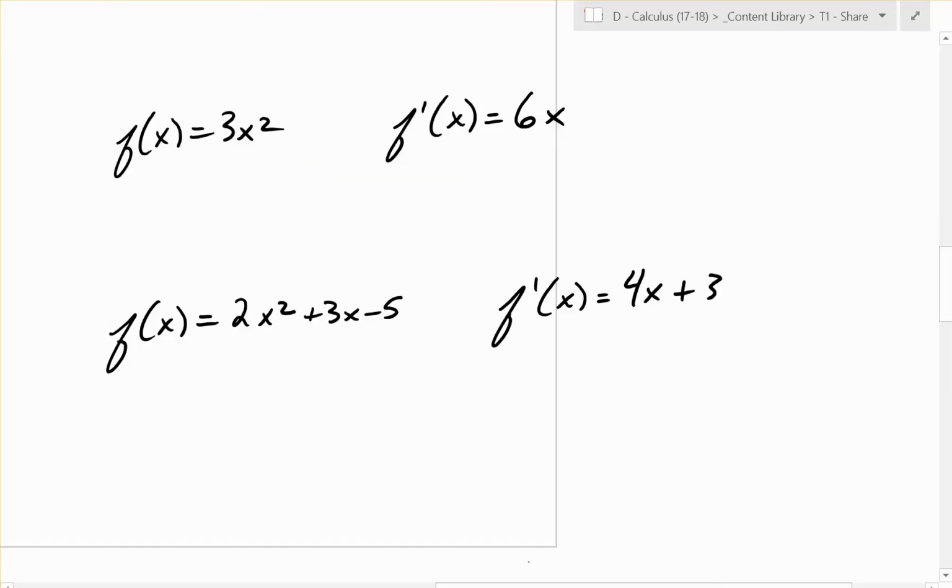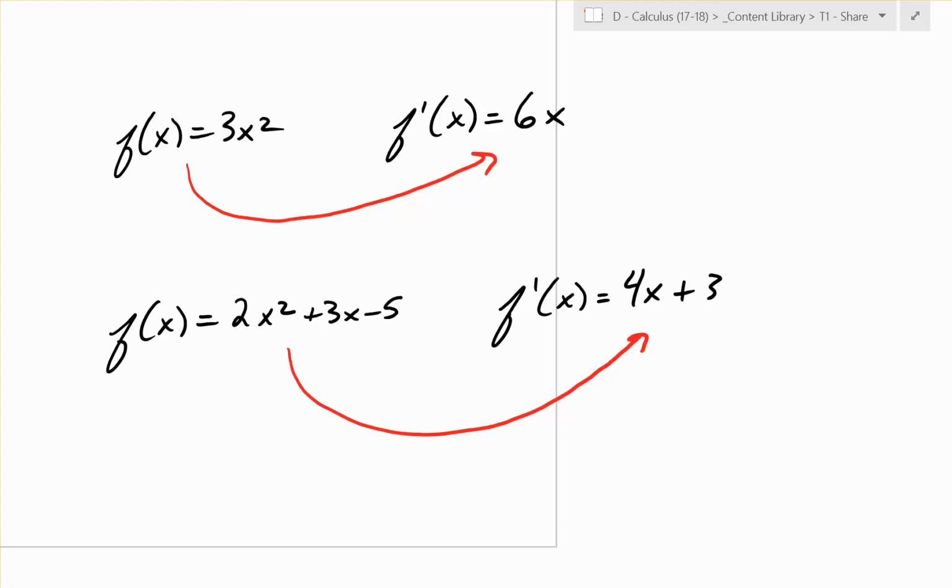In our first example, we figured out that if f was 3x squared, the derivative was 6x. And in the second, we found out if the function was 2x squared plus 3x minus 5, the derivative was 4x plus 3. I want to see if you can figure out what the rule is to go from one function to its derivative. My hint is take a look at the leading coefficients and the powers. Take a look at those and see if you can come up with the rule. It's something that'll be really, really helpful.